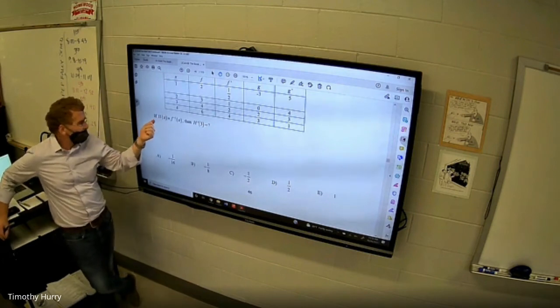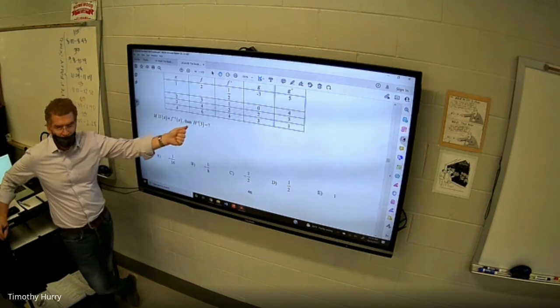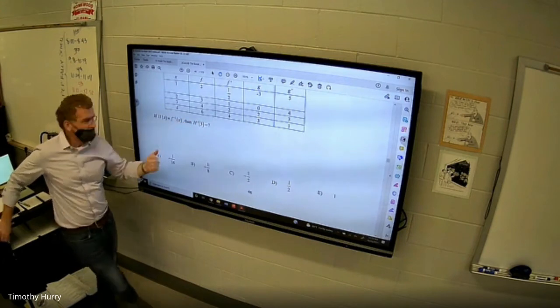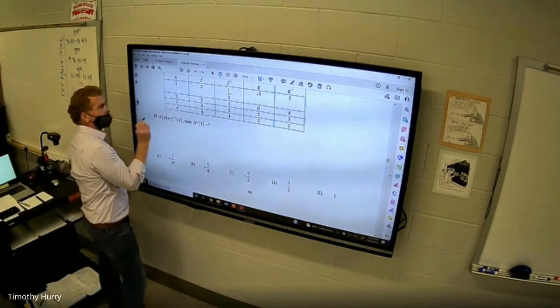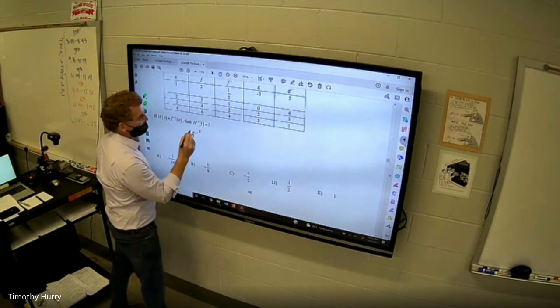It's telling you that capital H of x is f inverse. So they're asking you for the derivative of H. So what are they really asking you for? The derivative of the inverse. So they're asking you for the derivative of H, but that means the derivative of the inverse of x at 3.